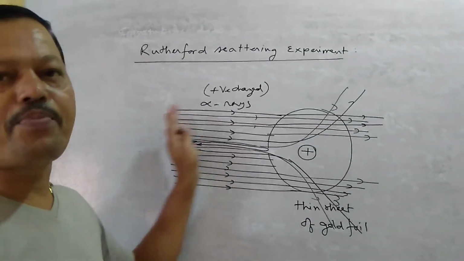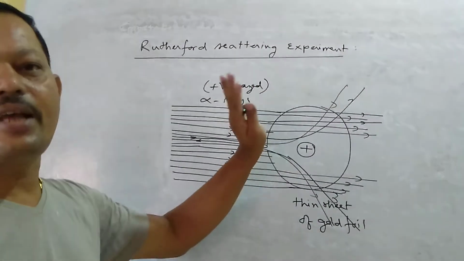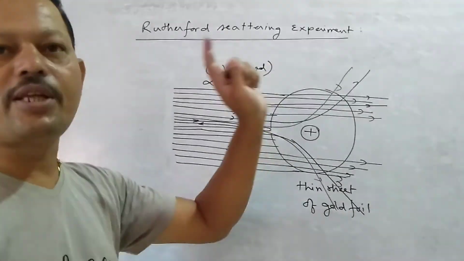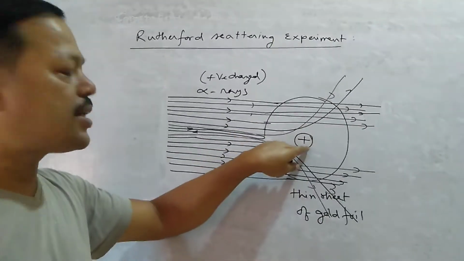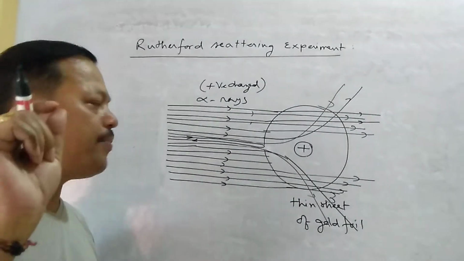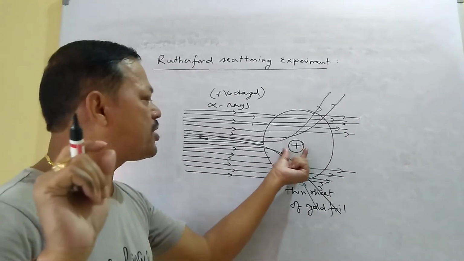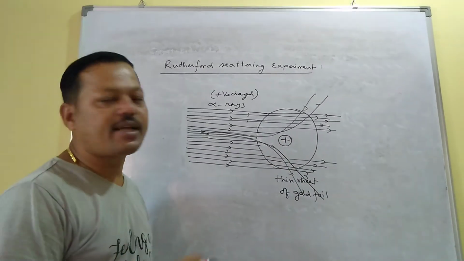So maximum rays pass through the foil, meaning maximum space inside the atom is empty. A few rays show deflection, which means some charged particles are present inside it. So every atom contains a positively charged particle, called the nucleus, at the center of the atom.